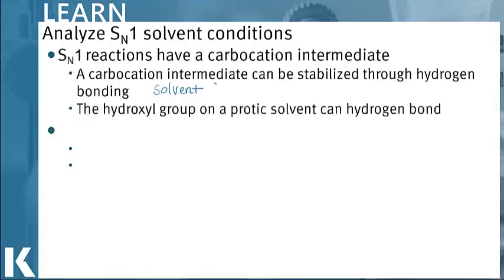Next, the hydroxyl group on a protic solvent can hydrogen bond. For protic solvents, we can either have a hydroxyl group or we can have an amino group. In either case, these can hydrogen bond. Typically with SN1 conditions, we will be looking for the hydroxyl group.